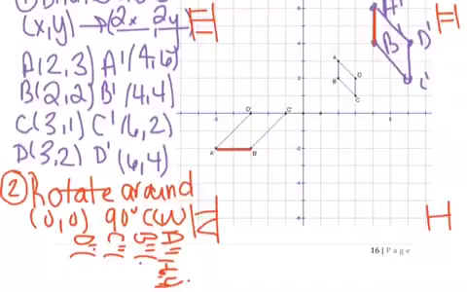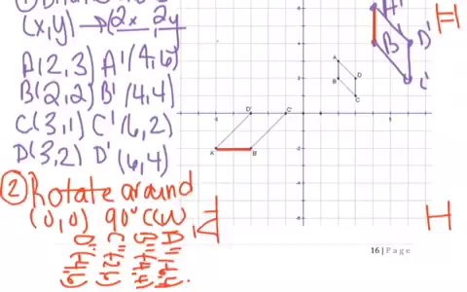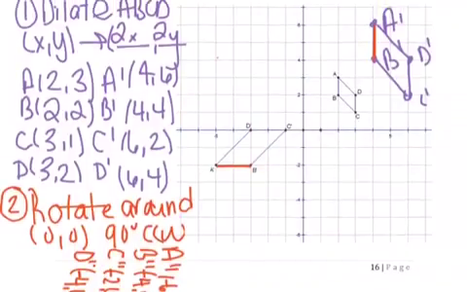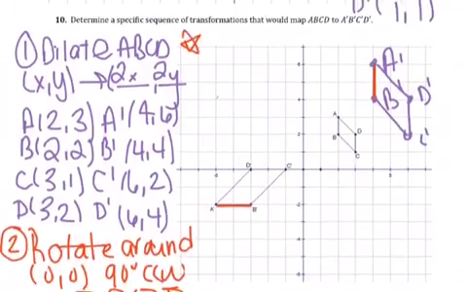B double prime, we had to go to the left 4 on the x-axis, and then up 4, so negative 4, 4. C, we had to go backwards 2, up 6. In D, we had to go backwards 4, again up 6. Okay, so you're going to take your papers, turn it back. Remember, we know that it's going to end up in our second quadrant, which is right here.